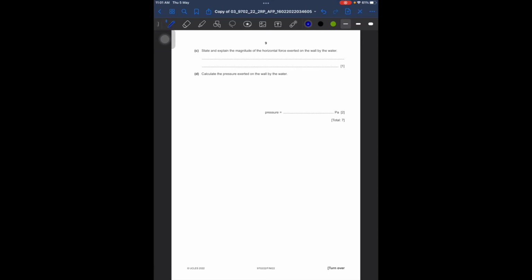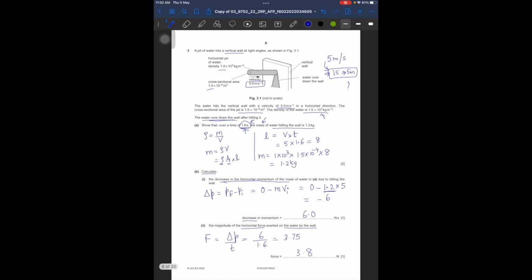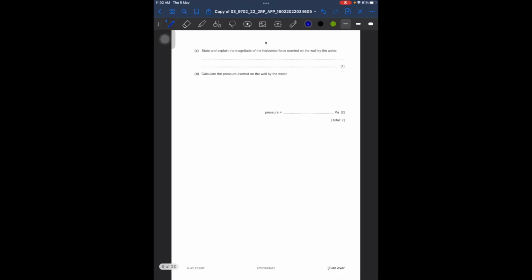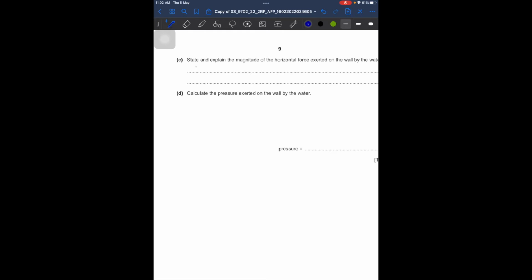State and explain the magnitude of horizontal force exerted on the wall by the water. Now, on the water it was 3.8, so obviously on the wall it will also be 3.8.